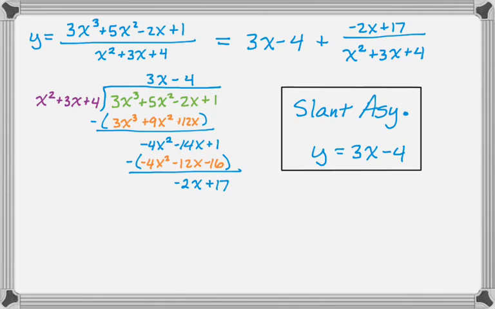Okay, so that's how you find slant asymptotes. You check the degree of the numerator and denominator. The degree of the numerator needs to be 1 bigger than the denominator. You do division, and you use the quotient and ignore the remainder. That's how you get your slant asymptote.